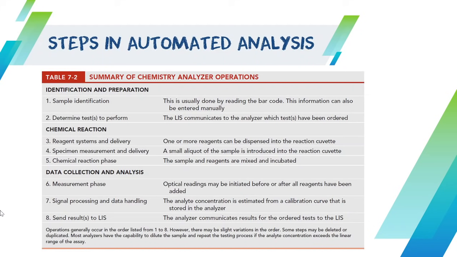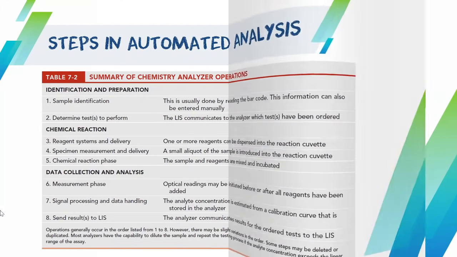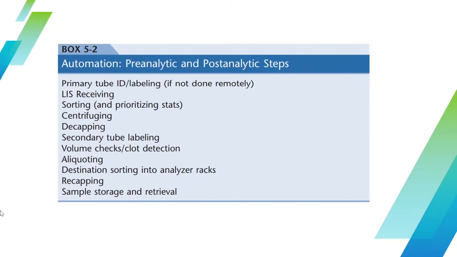So, we are done with the different steps in your automated analysis. Again, kindly just read this table, which could give you additional inputs about the different steps. Just to add also, these are also automations done in the pre-analytic and post-analytic steps, although some of these have already been mentioned, especially decapping, aliquoting, and recapping.